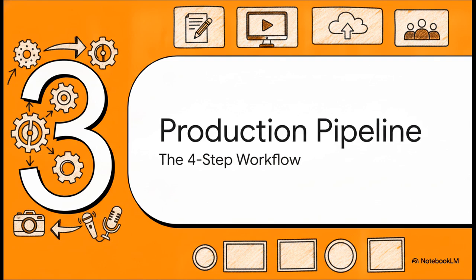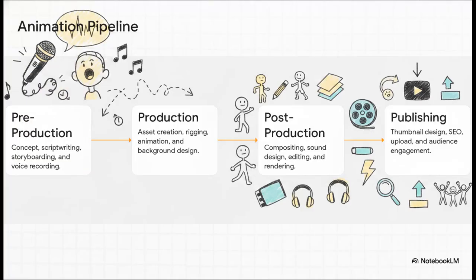Which brings us to Section 3, the 4-step production pipeline. So how do you actually make the thing? Well, the workflow is highly structured. Pre-production, production, post-production, and publishing. But pay close attention to step 1 here. High-quality voice recording has to happen in pre-production. I know, right? It's a huge misconception. People think you animate first, but no, you have to record your audio before the actual animation in step 2 even begins.